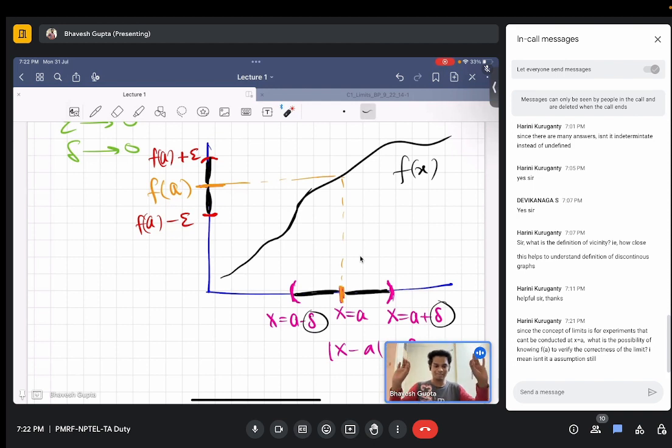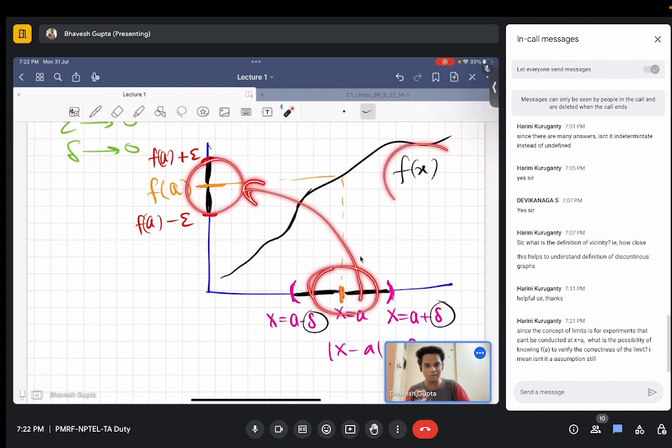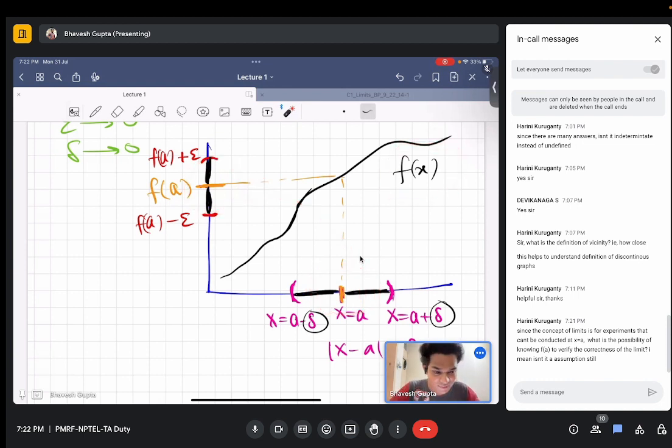That's very important. If limits exist, then you can narrow these intervals as short as you want, and you will keep getting answers, such that these points will fall, or you can say map, to these points via this function. I hope the idea is clear, right?